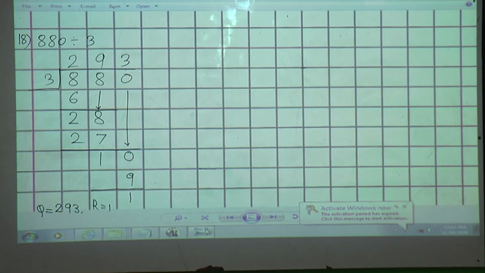Okay. Next, that is the 20th example. 530 divided by 3.